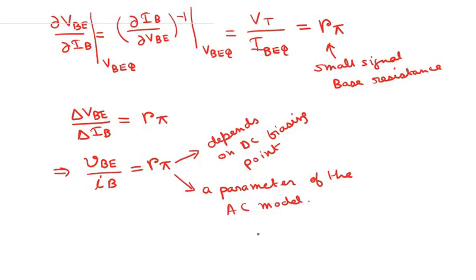Now let us see how we can simplify our equivalent small signal or AC model, or how to draw the small signal or AC model. Let us only consider the base to emitter junction. In the base to emitter junction, this voltage VCC was basically applied to the base through this resistor RB.